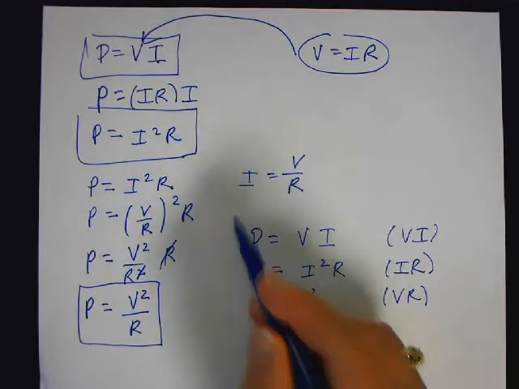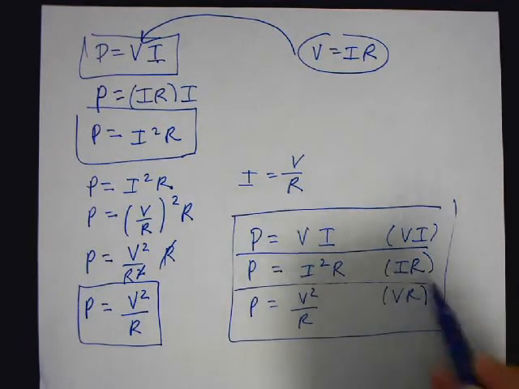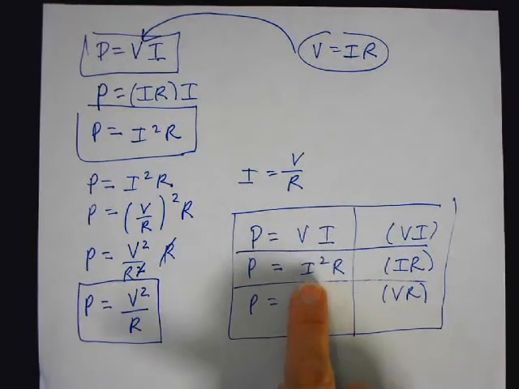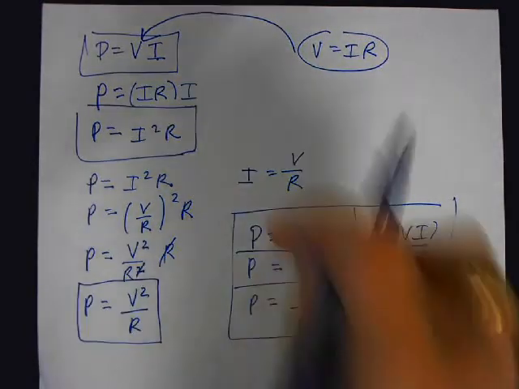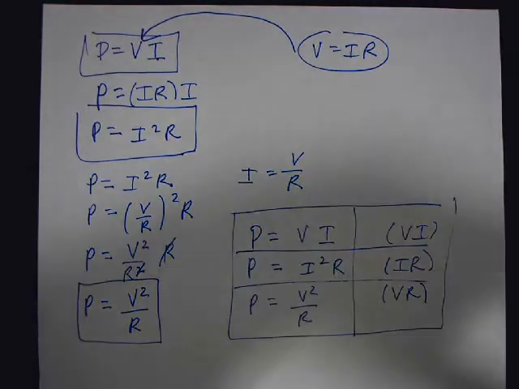So you see that the three equations for power all have to do with what I'm going to be given in my problem. Am I given the voltage and the current? Am I given the current and the resistance? Or am I given the voltage and the resistance? But these are all equivalent. Do you see how I used Ohm's law to derive the different variations? So it all depends on what you're given in a problem. Okay, so there's our three different variations for power.